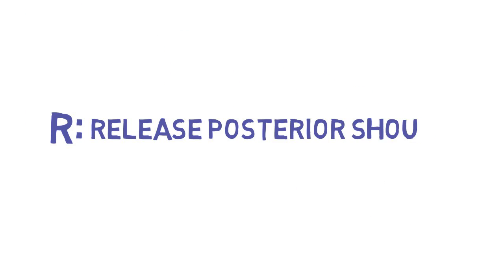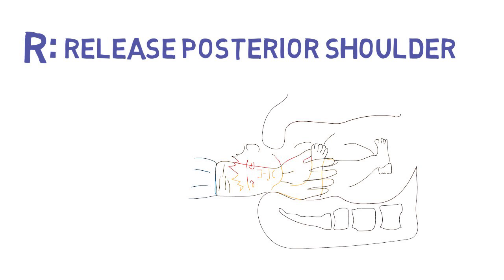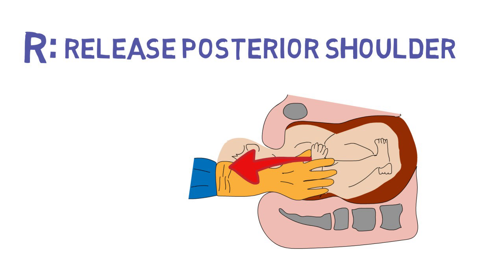R stands for Release the Posterior Shoulder. To do this, one hand is placed in the vagina after finding the fetal arm, flex the elbow across the chest to grasp the forearm or hand and pull it out of the vagina. If you can't deliver the fetal arm, it may be possible to deliver the shoulder. If not, move on to the next step.